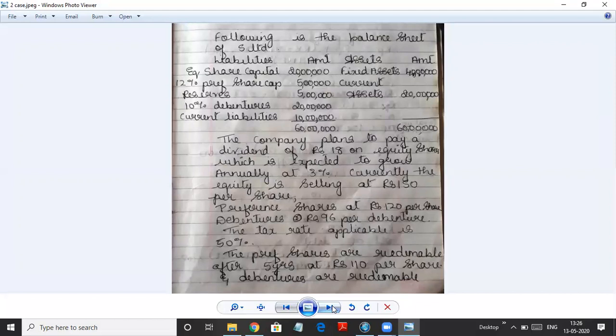Now this problem is a little difficult because here we have to find the specific cost also, that is cost of debt, cost of equity. They've not given it. We have to find it first and then find the weighted average cost of capital. So following is the balance sheet of S Limited. Liabilities is given, amount, assets, and amount. The company plans to pay a dividend of rupees 18 on equity shares, which is expected to grow at 3%.